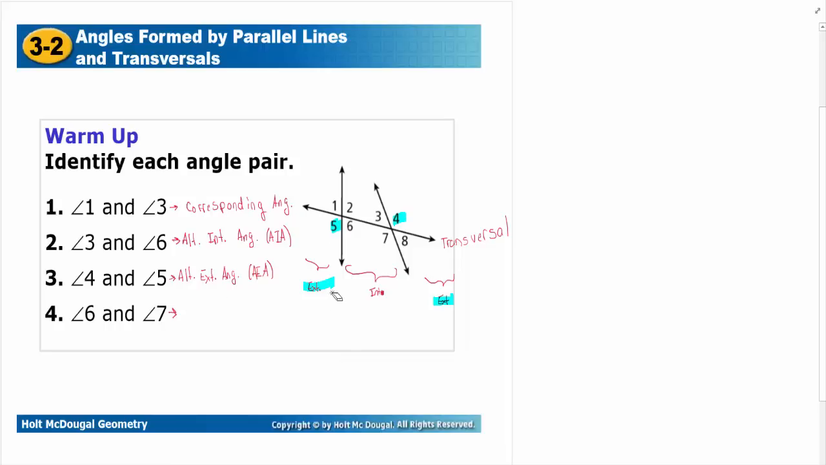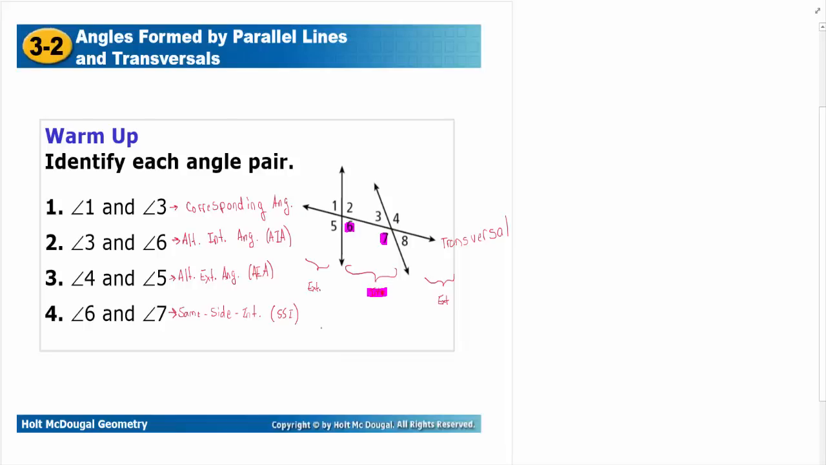And finally, we have angles 6 and 7. So 6 and 7, if you look closely, get that cleared off. This one, we're looking at again 6 and 7. So 6 and 7, they're both on the interior, and they're not on alternate sides, they're on the same side of the transversal. They're both on the bottom. So these would be same side interior angles. So in this case, same side interior, and that's fine. Okay, so there's our warm-up.